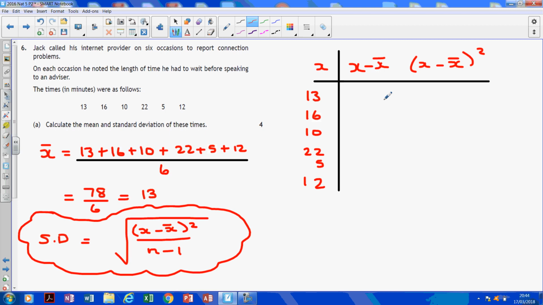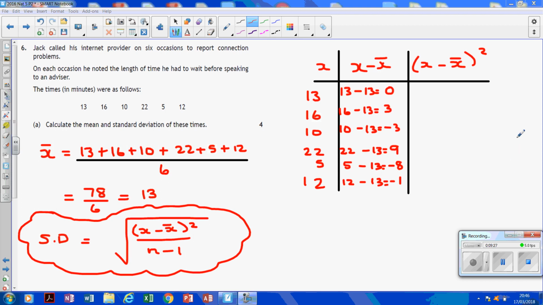So x minus x bar for the first one is going to be 13 minus 13, and then 16 minus 13, 10 minus 13, 22 minus 13, 5 minus 13, and 12 minus 13.